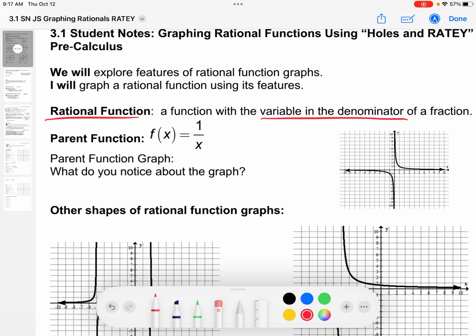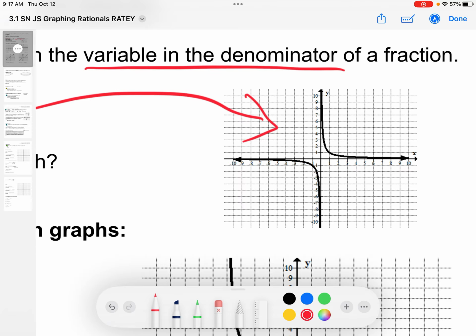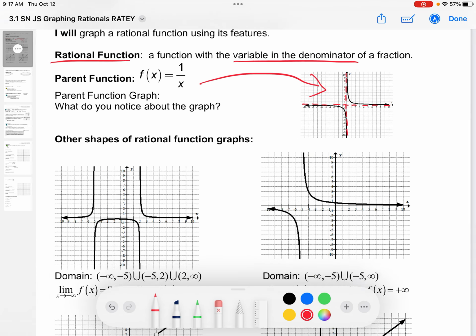So the parent function is y equals 1 over x. And here is its graph. And you notice it has two pieces. Also, it has a vertical asymptote and it has a horizontal asymptote. And those are going to be really big deals on rational functions.